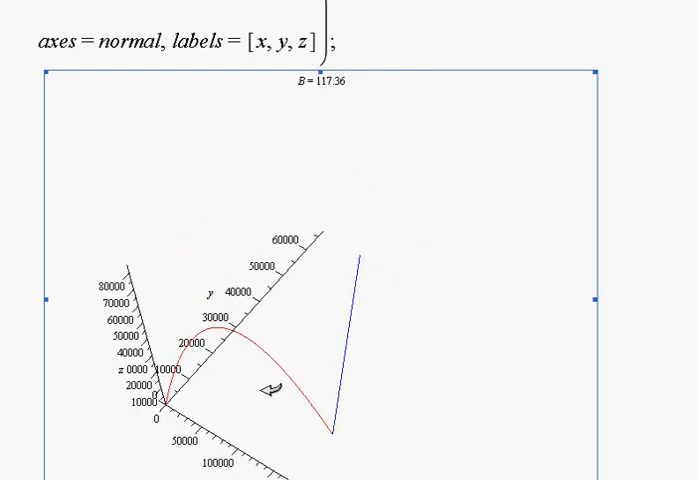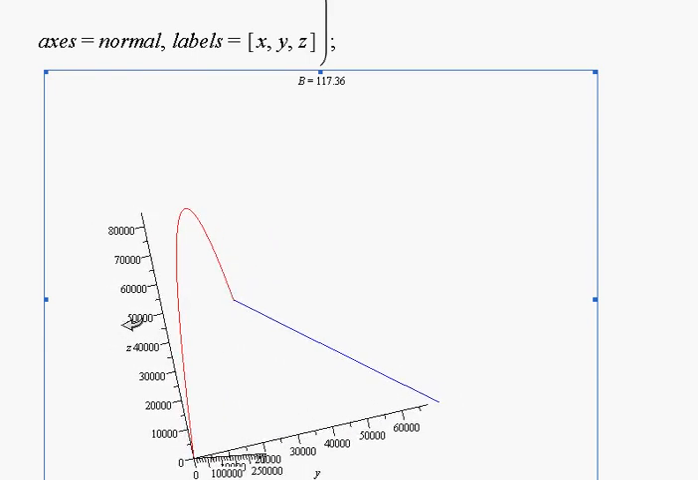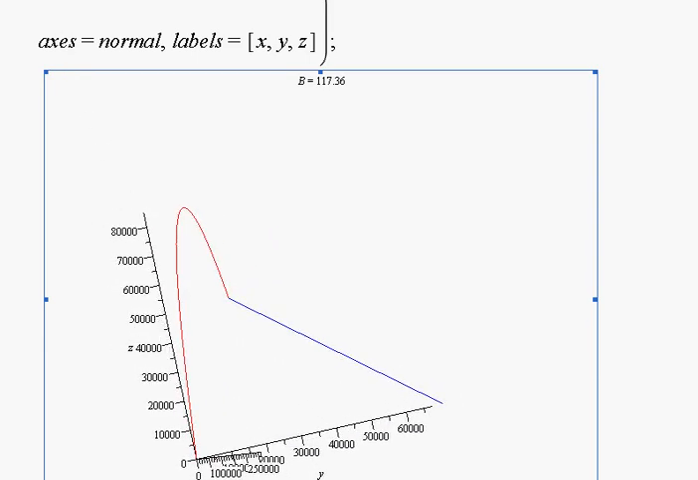And just showing some different views. So there it goes, and there it goes, and there's the hit. Time is 117.36 seconds. And that's it.